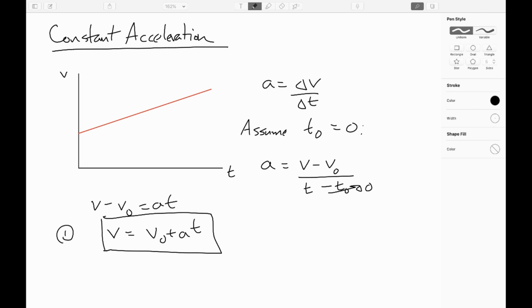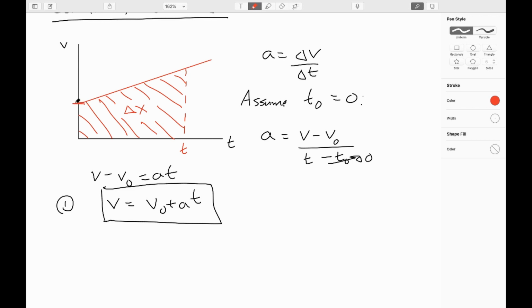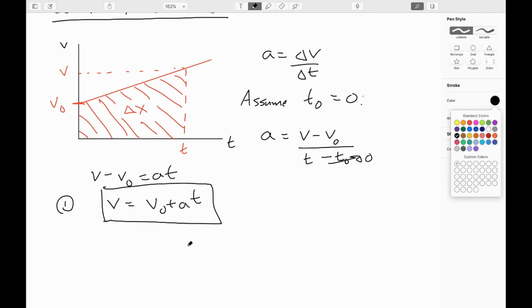So now I'll go ahead and work on getting the third one. For the third one, what we can do is say, well, how far did we travel over that time, or over some time t? So let's just drop that down to make it a little clearer. So this is my final time t. And we recall that the displacement is equal to the area under the curve. So with that, we can say that our initial velocity here is v0, and our final velocity is v, keeping with our convention.